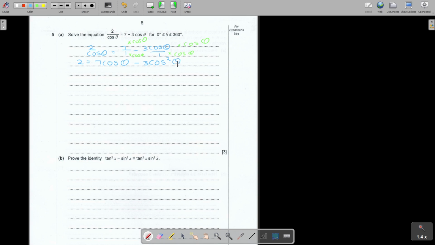Okay, so now I'm just rearranging, and it's very good to take that one to the other side so that it's positive. So 3 cos square theta minus 7 cos theta plus 2, and that's equal to 0. Okay, and now it's a trinomial. I'm just going to factorize.